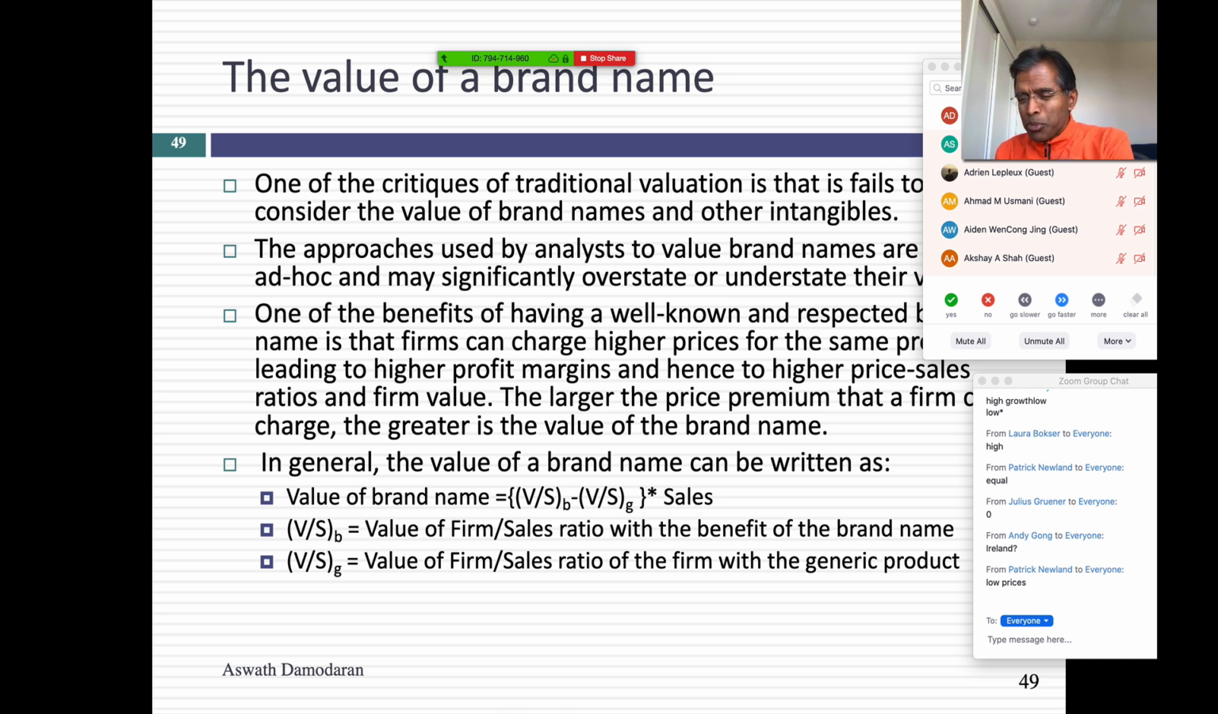And I think I brought this up very early in the class, but I'll bring it up again. Let's see if you remember. What is the value of a brand name? What is the advantage that a company has when it has a strong brand name?